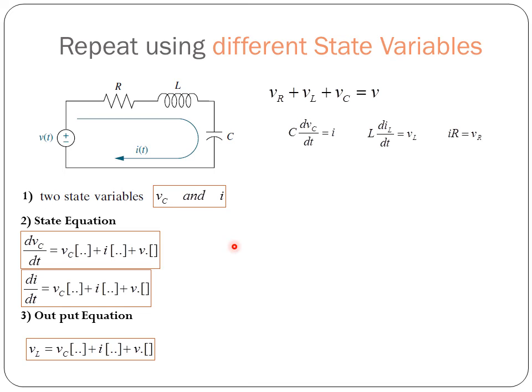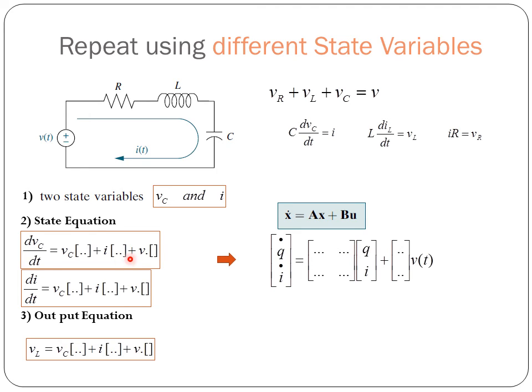Once you're done, you can go to the next format, which is the matrix format. The state equations should be written in matrix format: VC dot, I dot is equal to something like this. Then rewrite the output equation in matrix format, which is y is equal to something like this. So try to do it yourself. This is the example from the book, but you should do it by yourself. Only when you are done, go to the next slide.